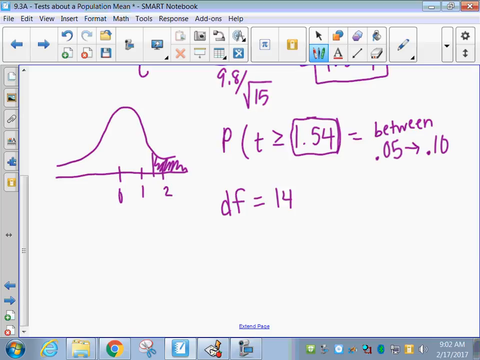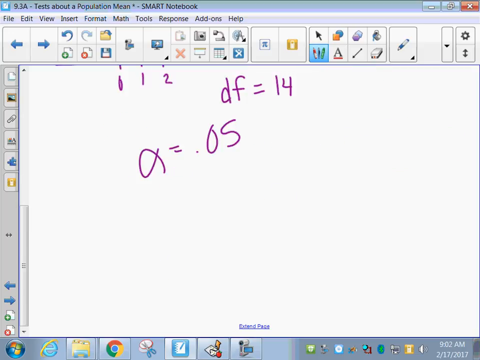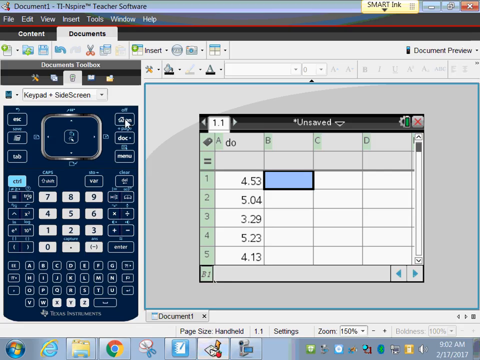So let's say that our significance level was 0.05, and we had between these two, would we reject the null? No, because it's somewhere in between. It could be bigger than that, so we would fail to reject the null. All right, so an even better way, of course, would be our calculators. So go to your calculator so you know where to find this.